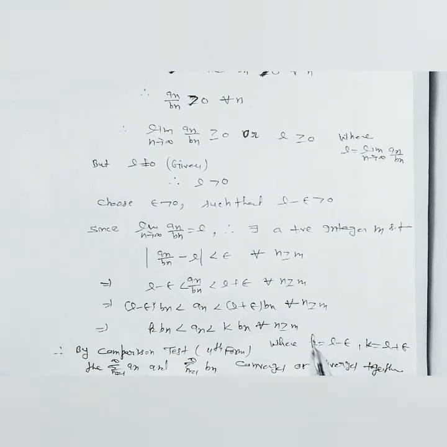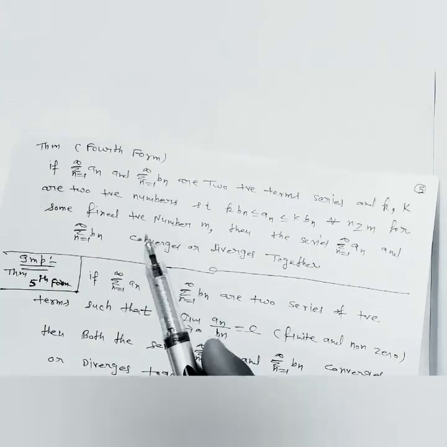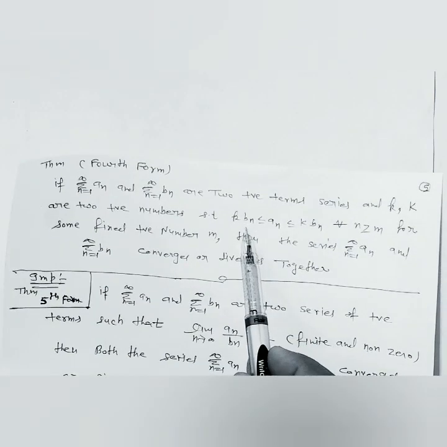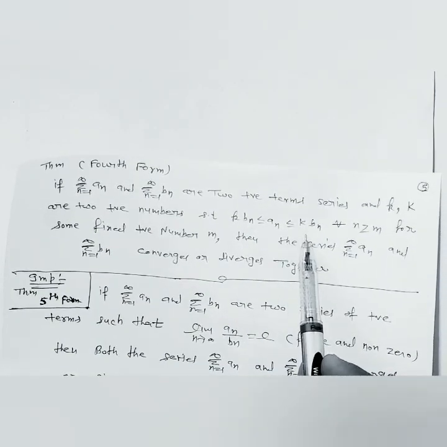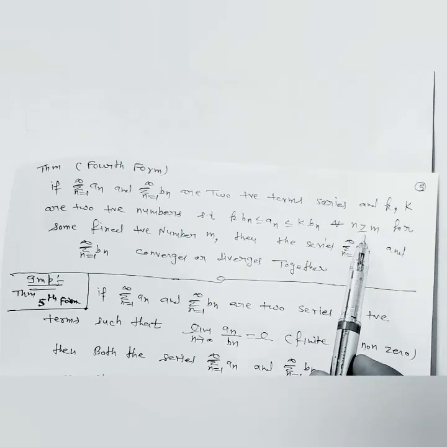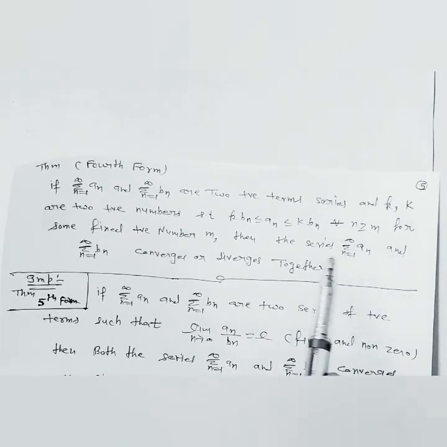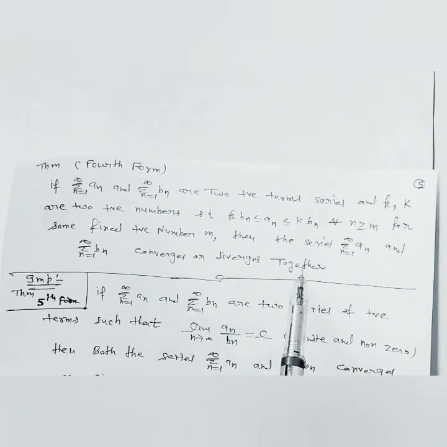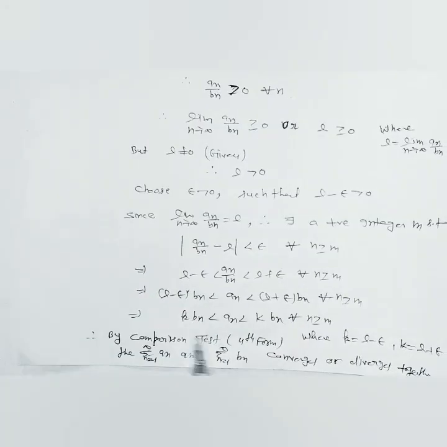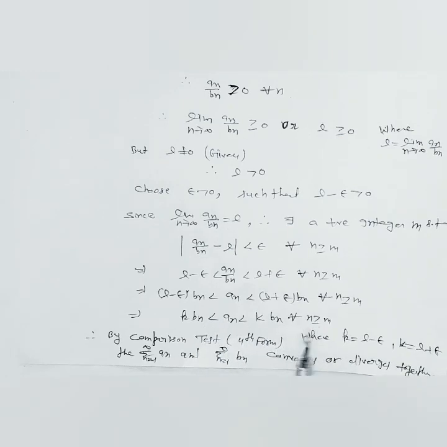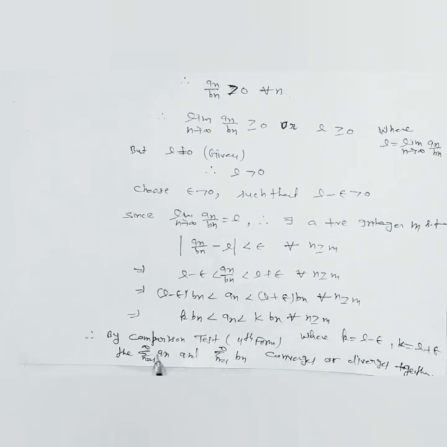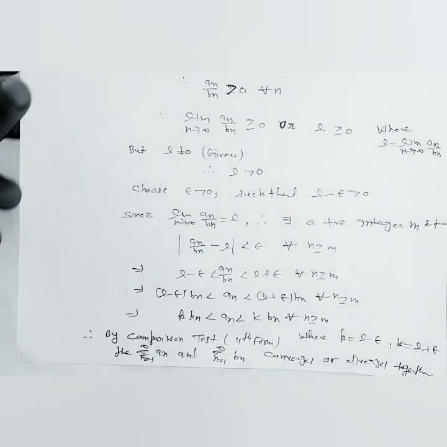So by the comparison test, the fourth form: if k times bn is less than or equal to an, which is less than or equal to K times bn, for all n greater than or equal to m, then the series an and bn converge or diverge together. Here is also the same situation, k times bn less than an less than K times bn for all n greater than or equal to m. Therefore by the comparison test fourth form, the series an and bn converge or diverge together.